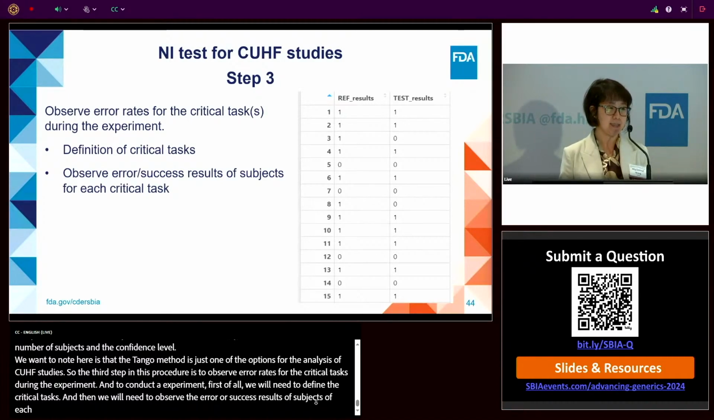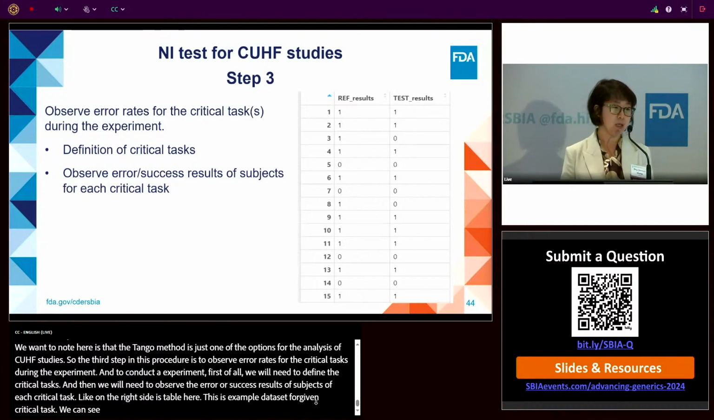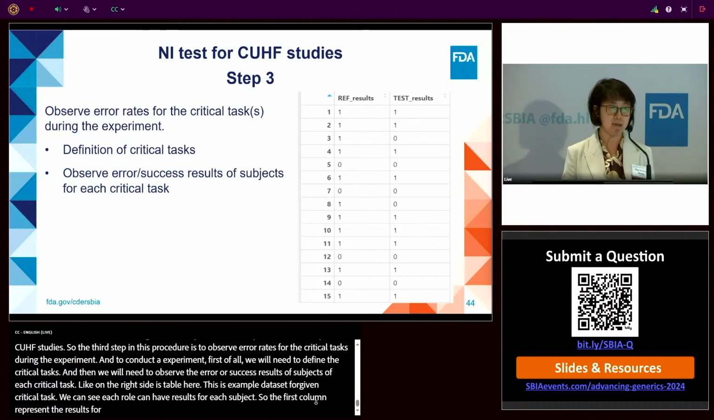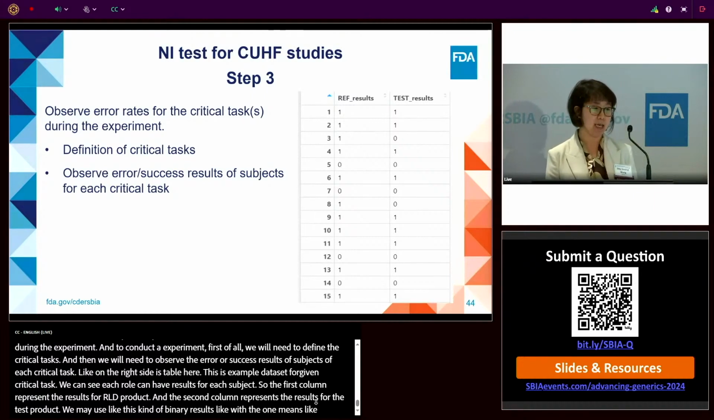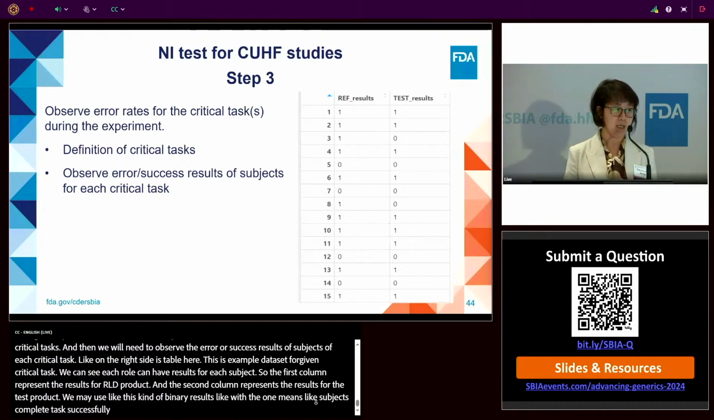On the right side is a table. This is an example data set for a given critical task. We can see each row can represent the result for each subject. The first column represents the results for the RLD product, and the second column represents the results for the test product. We may use this kind of binary results, with 1 meaning subjects complete this task successfully, and 0 meaning the subject may have encountered some errors or failed this task.